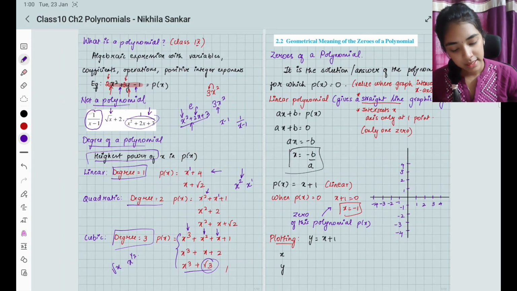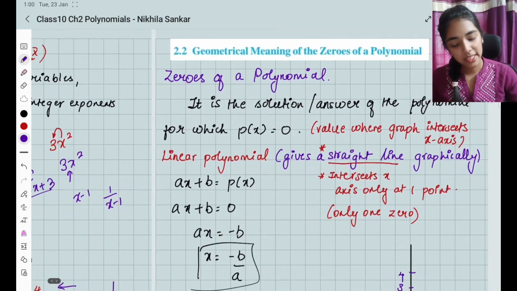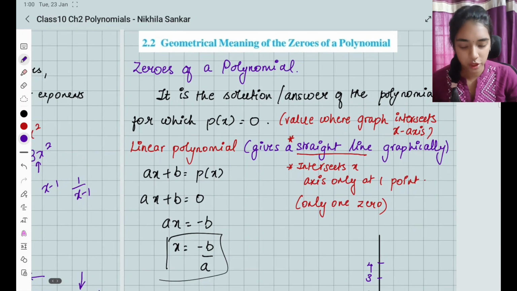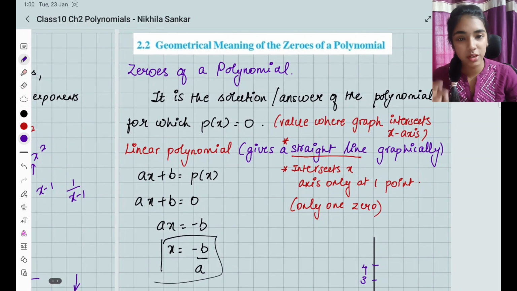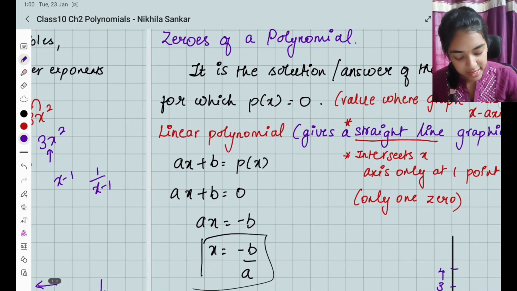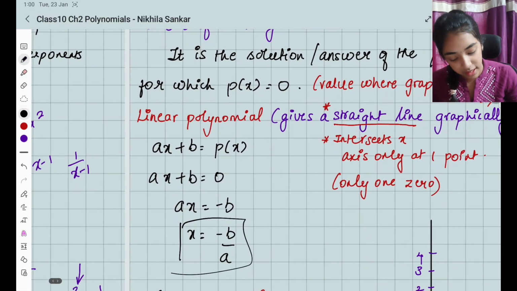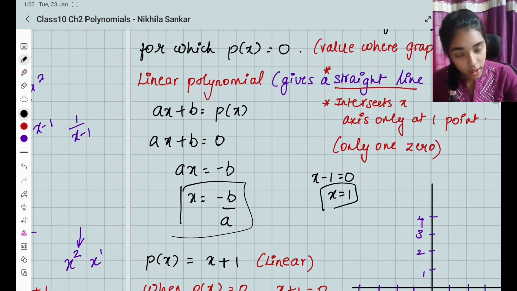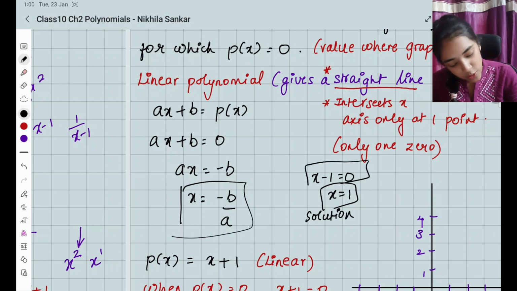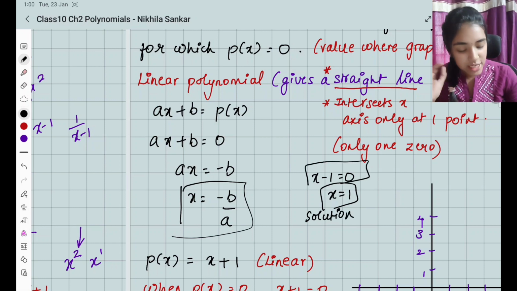Okay, now next, geometrical meaning of the zeros of a polynomial. So first of all, zeros of a polynomial na enna? It is going to be the solution or answer to the polynomial. இப்போ for example, நமக்கு ஒரு equation இருக்கு, ஒரு number எடுத்துக்கலாம். If you have x minus 1 equal to 0, அப்ப x ஓட value என்ன? x is going to be 1. So x is equal to 1 is the solution to the polynomial. If x minus 1 equals 0 is going to be the polynomial, then x is equal to 1 is going to be the solution of the polynomial.